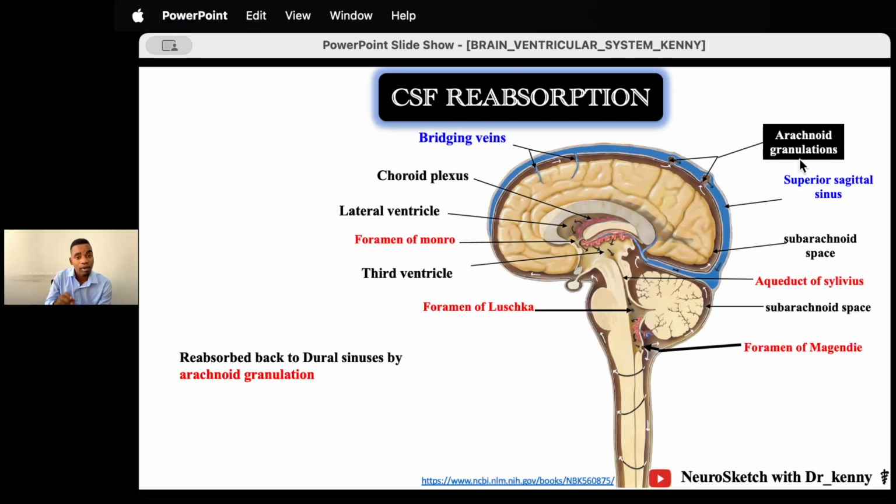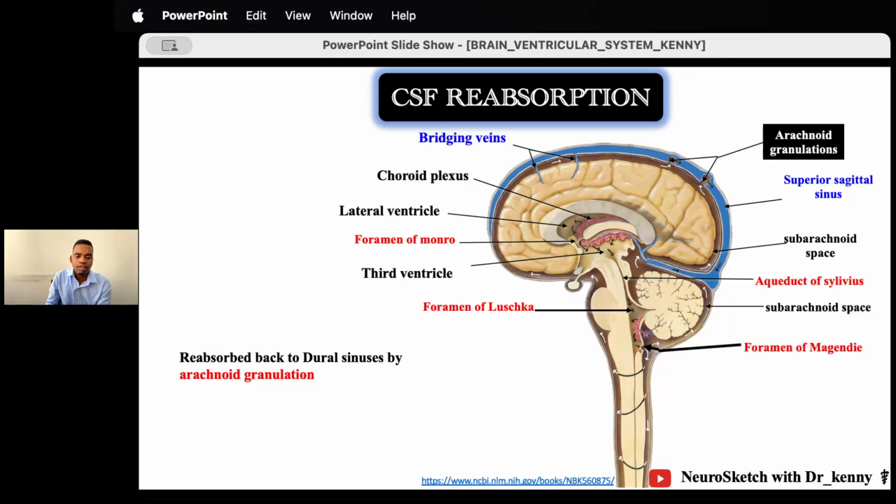If you are asked in an exam what are the functions of the arachnoid granulations, remember to say that they absorb the cerebrospinal fluid, and they are dumping this fluid to the dural venous sinuses, and the most important one is the superior sagittal sinus. Yes, so the destination of the cerebrospinal fluid is going to be the dural venous sinuses, and the most important one being the superior sagittal sinus.